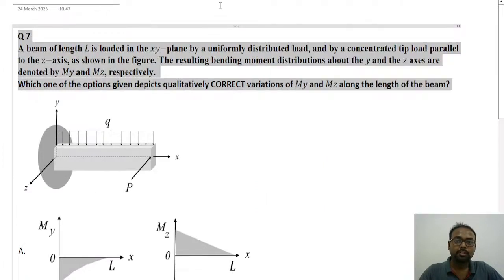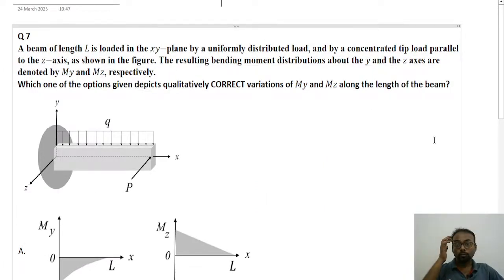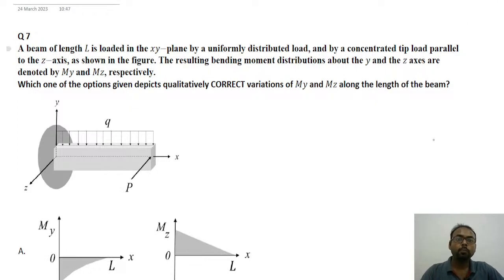This is question number 7. A beam of length L is loaded in the XY plane by a uniformly distributed load and by a concentrated tip load parallel to the Z axis as shown in the figure. The resulting bending moment distributions about the Y and Z axes are denoted by My and Mz respectively. Which one of the options given depicts the qualitatively correct variation of My and Mz along the length?